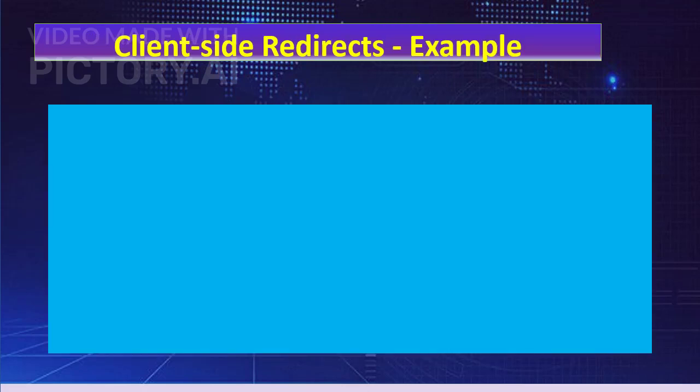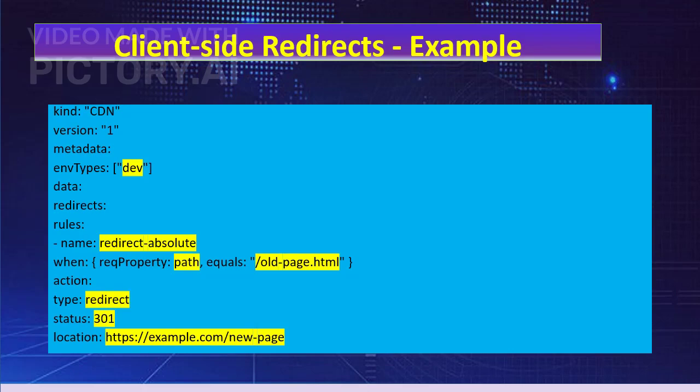Here is an example of a client-side redirect configuration. This rule specifies an absolute redirect where the path /old-page.html is redirected to https://example.com/new-page, with a 301 status code.